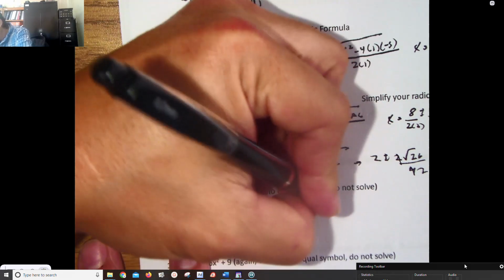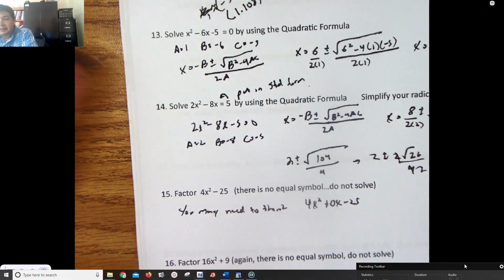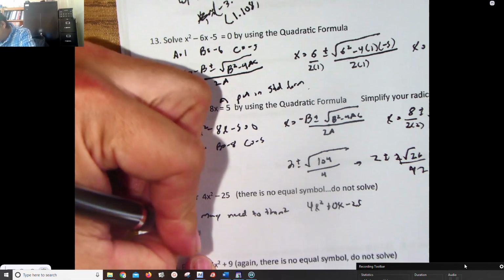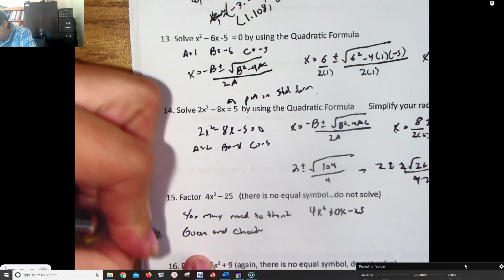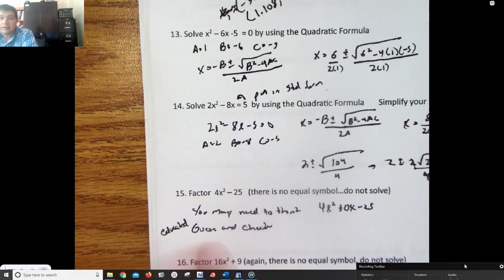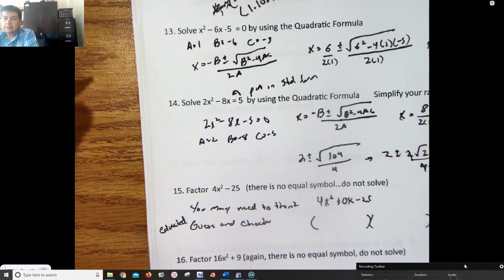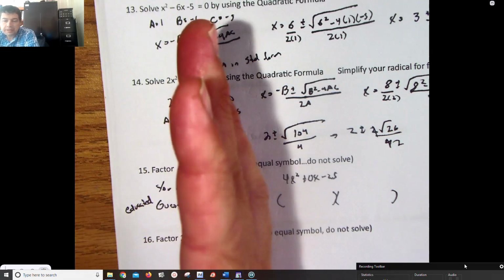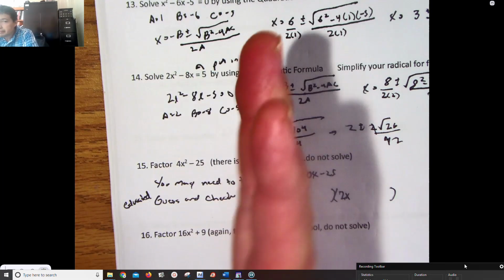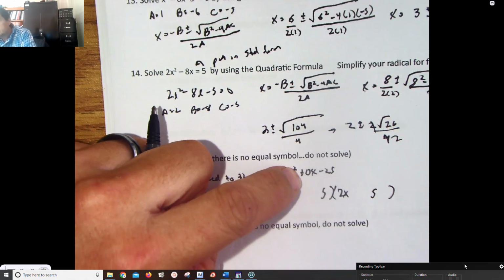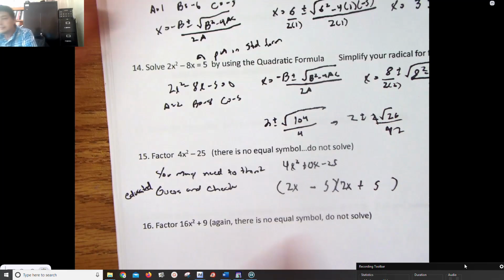4x squared plus 0x minus 25. And you're learning guess and check. I guess I should say educated guess and check. I have to make a 4x squared. There's two ways of doing that. You can be 4x and x, or you can be 2x and 2x, and 2x and 2x is the right guess. And 25, your gut should say 5 and 5. But to add to 0, one's negative, one's positive.